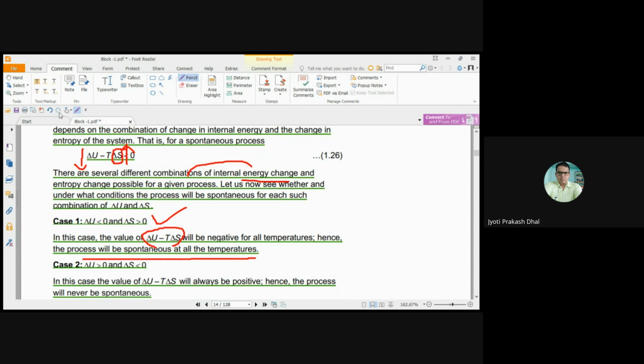That means here under case 1, we have discussed if the change in internal energy is less than 0 and the change in entropy is greater than 0, at any temperature, whatever may be the value of the temperature, the process will be spontaneous. So this is condition 1.